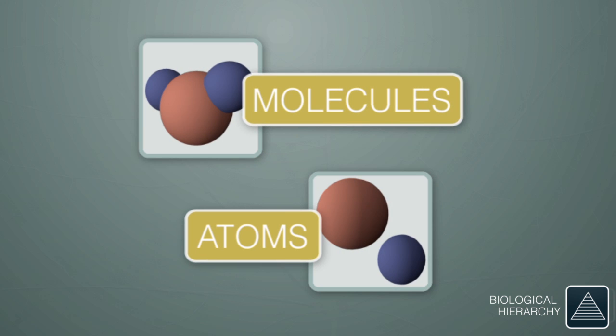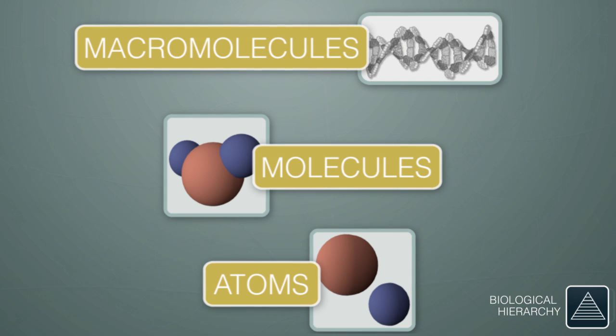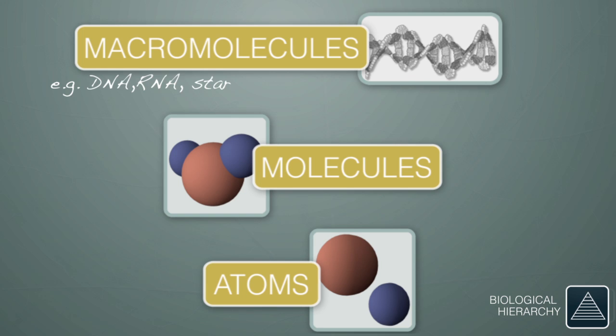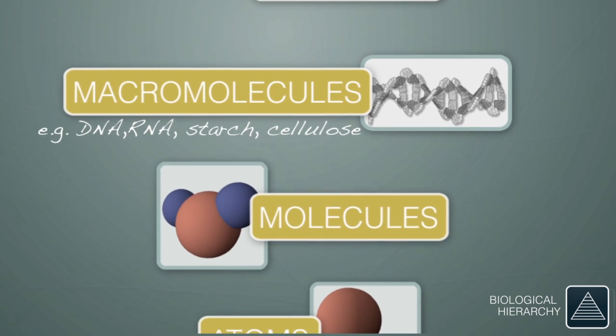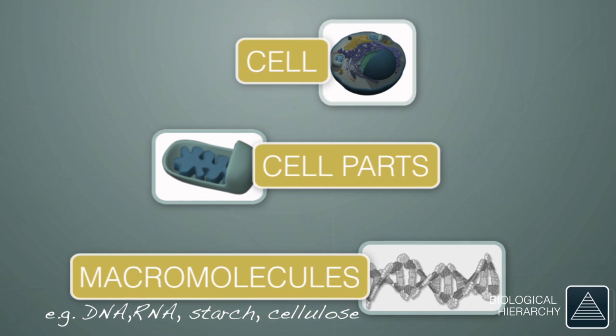Molecules are made up of atoms, and molecules combine together to make macromolecules. For example, simple sugars and amino acids combine to make starch or proteins that become macromolecules, and DNA, RNA, starch, and cellulose are examples of macromolecules. Such macromolecules and simple molecules combine together to make different parts of the cell: biological membrane, nucleus, mitochondrion, and so on. Such parts of the cell put together make the entire cell.